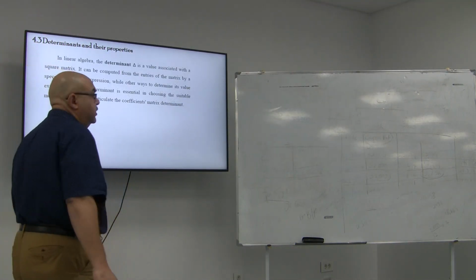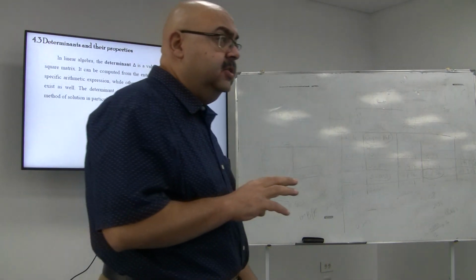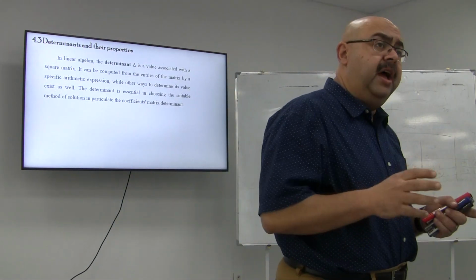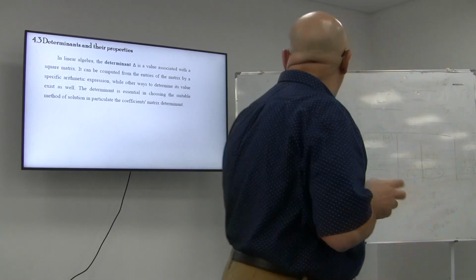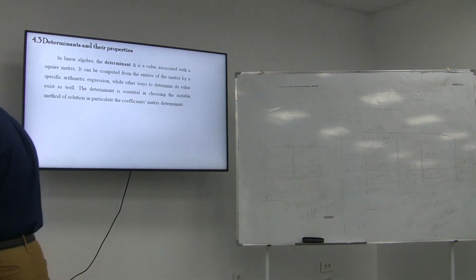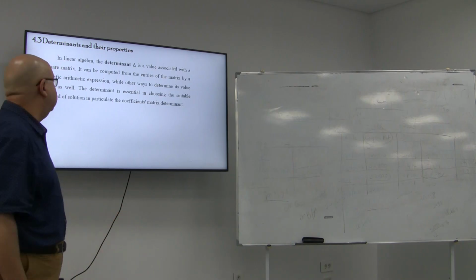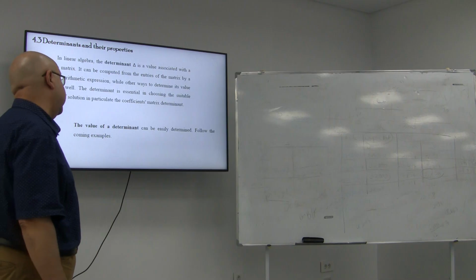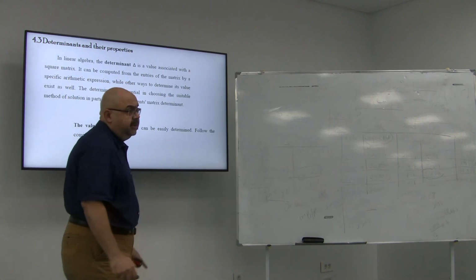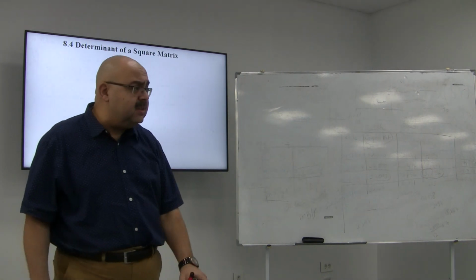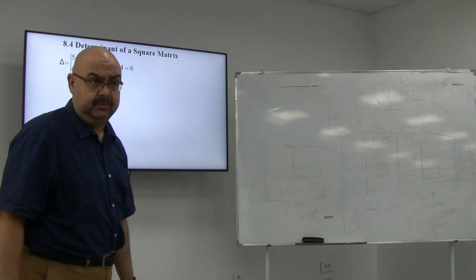What's a determinant? A determinant is a value relative to a matrix. So each matrix has a certain number, which we call a determinant. We can succeed in evaluating determinants very easily. There are a lot of ways to evaluate the determinant of a matrix. Follow the coming examples. I thought this is going to be the easiest and the most practical way to evaluate the value of a determinant.